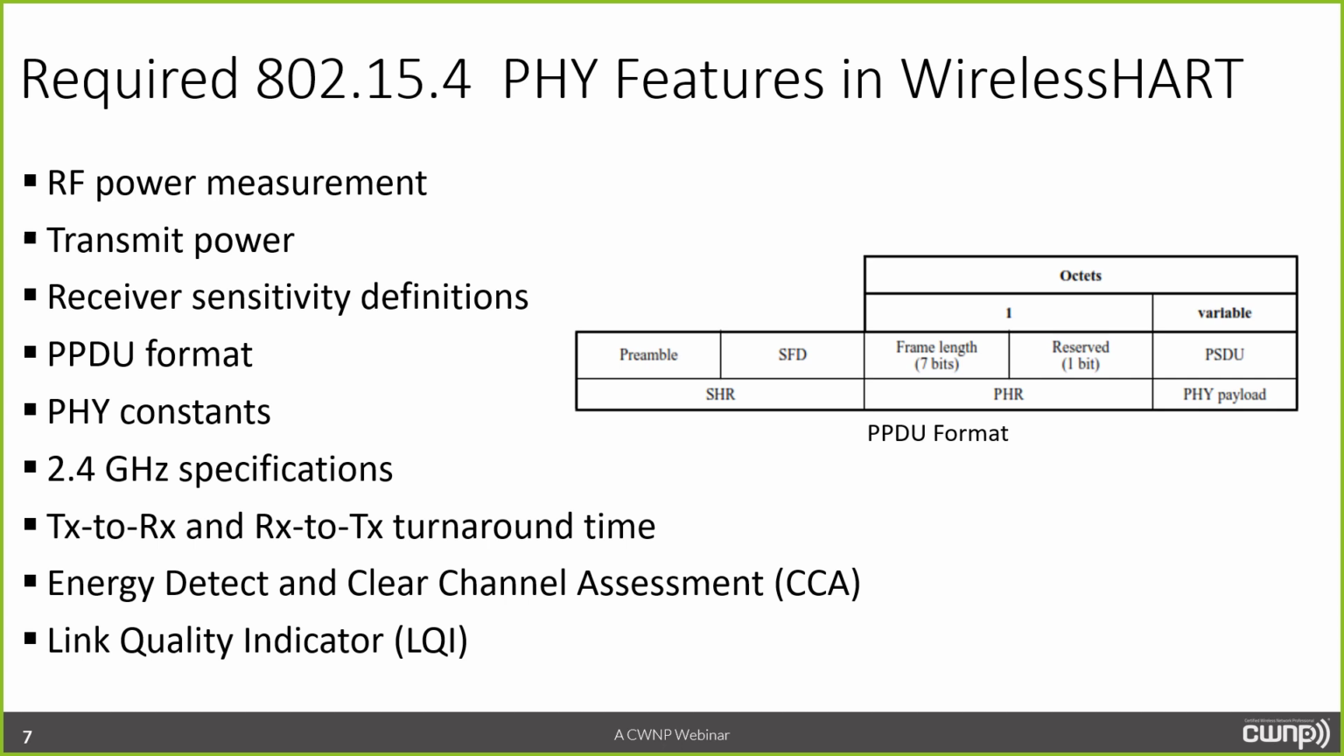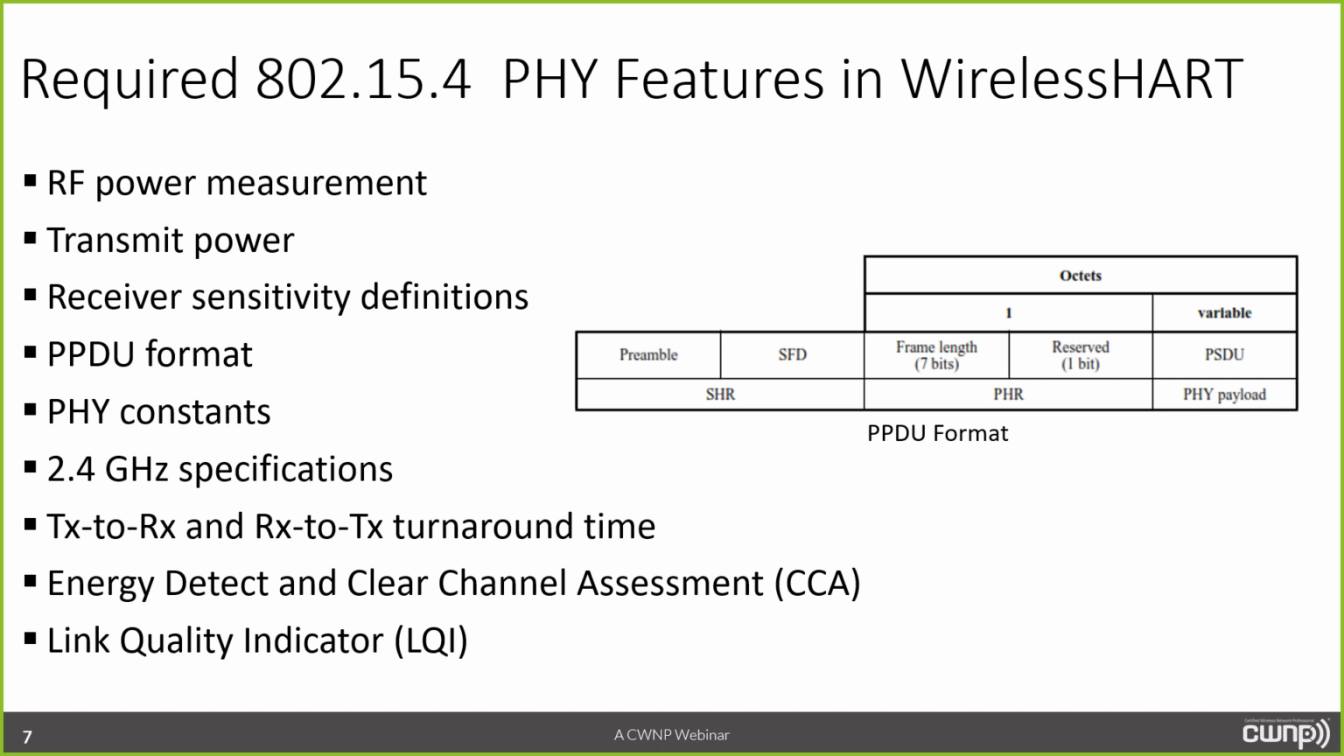We have also defined transmit to receive and receive to transmit turnaround time. So in other words, this is what is the time in which the radio must be able to switch between transmit and receive. And the specification requires a turnaround time which is 12 symbols long, which comes out to about 192 microseconds. So we've got to be able to switch the radio in that amount of time for it to be compliant with what WirelessHART desires.